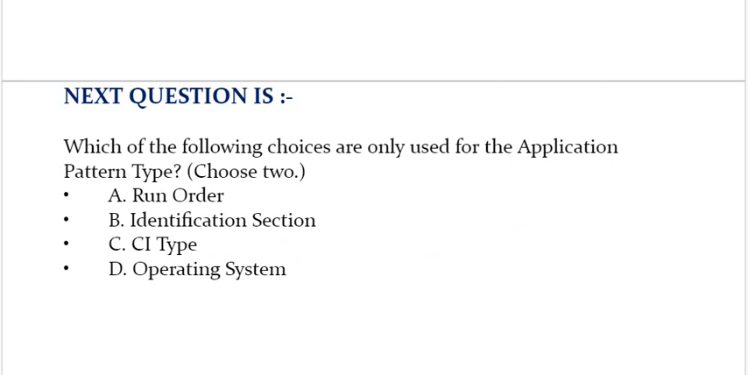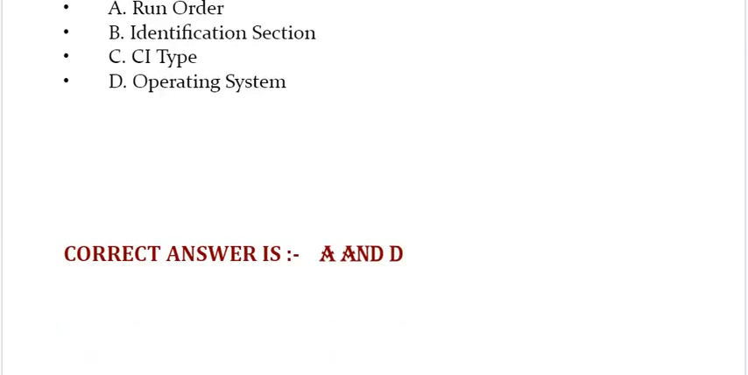Question is, which of the following choices are only used for the application pattern type? Choose two options. Option A, run order. Option B, identification section. Option C, CI type. Option D, operating system. Correct answer is option A and option D.